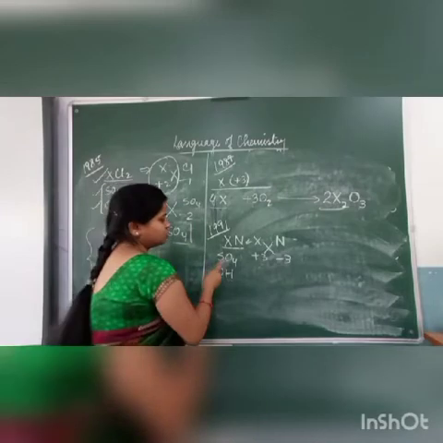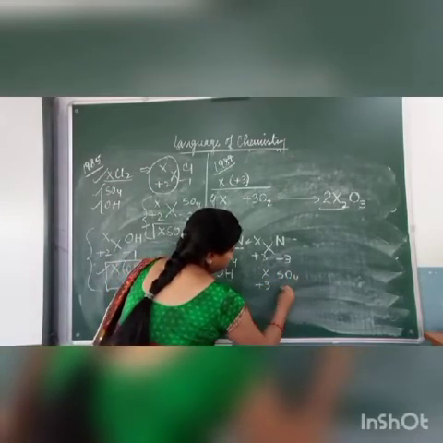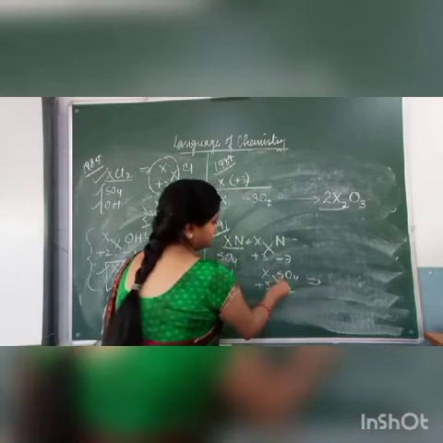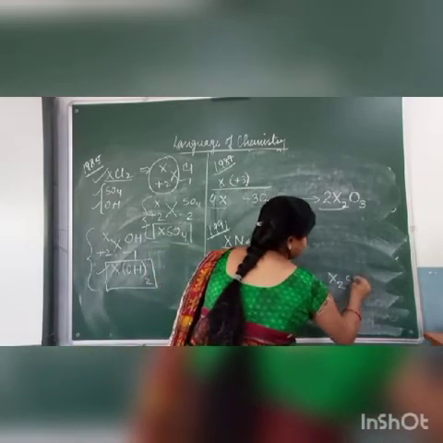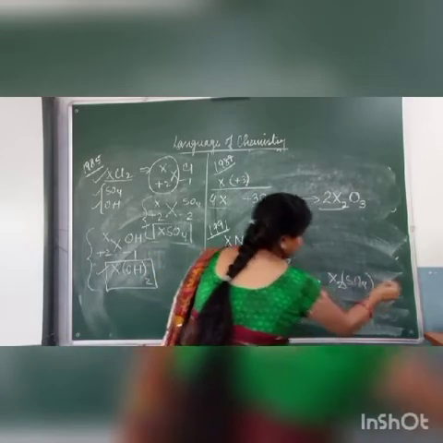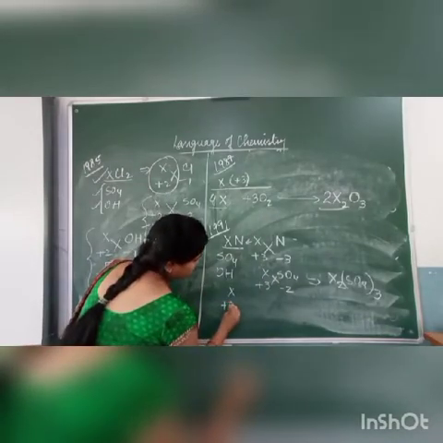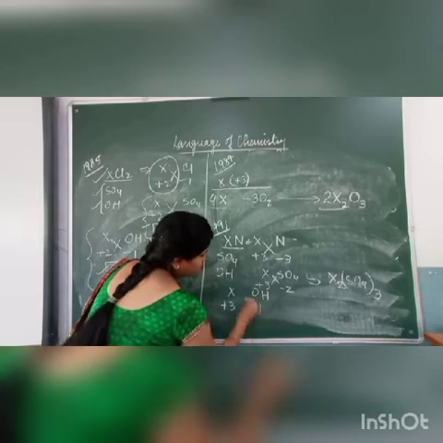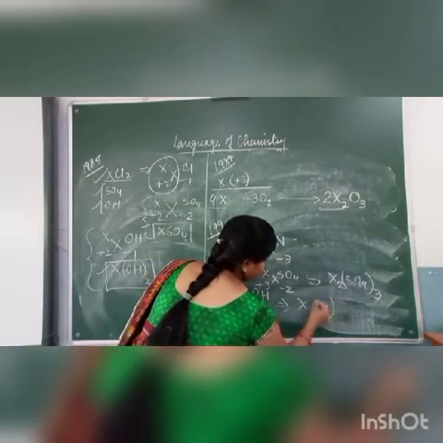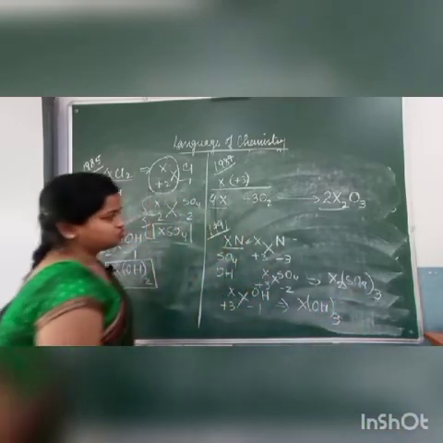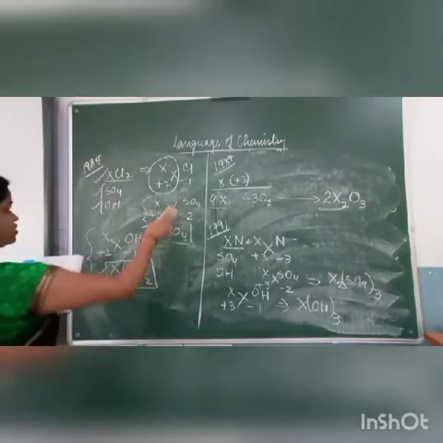Now if you write the formula of sulfate, X plus 3, sulfate minus 2. The formula will be X2(SO4) whole thrice. Okay? And with respect to OH, X plus 3, OH minus 1. The formula will be X(OH) whole thrice. So this is the question of year 1991. Again one question is given.